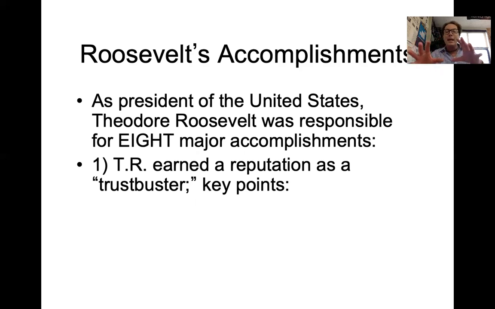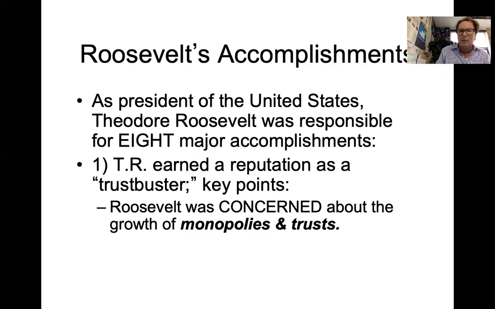A monopoly is when you got one company like Standard Oil that basically dominates an industry. A trust is when you have a group of companies that kind of join together, run by a group of individuals, we call them trustees, and they basically work in sync and really don't compete with each other in order to eliminate other competition. Now, a couple of key points about Roosevelt.